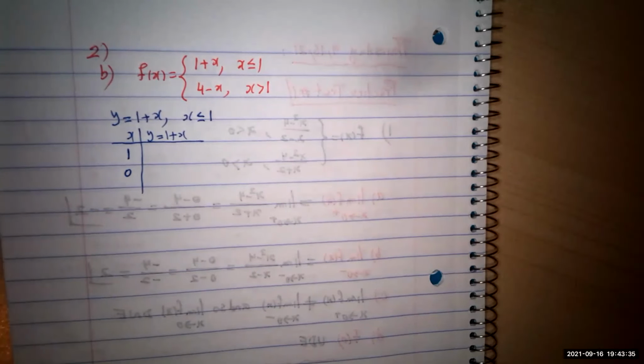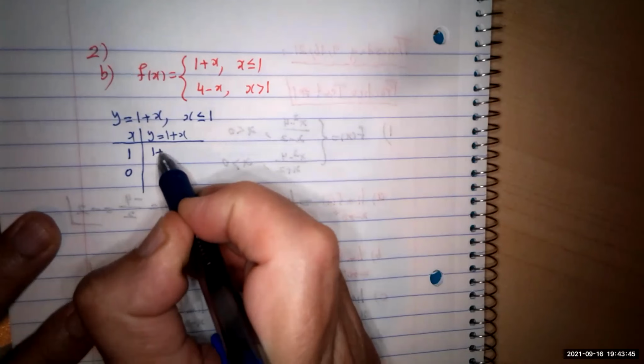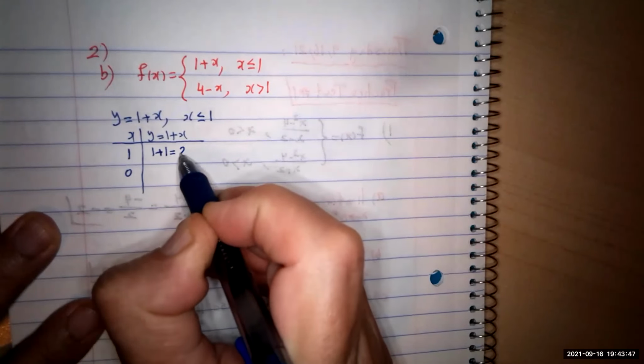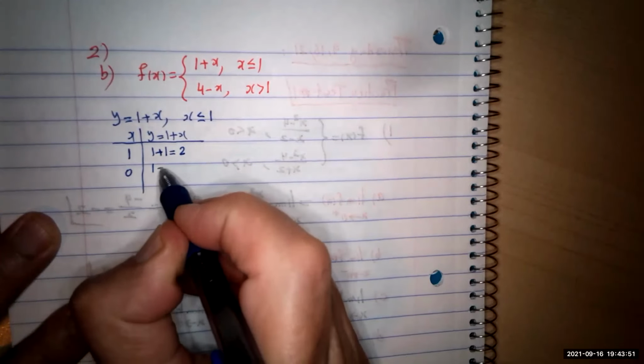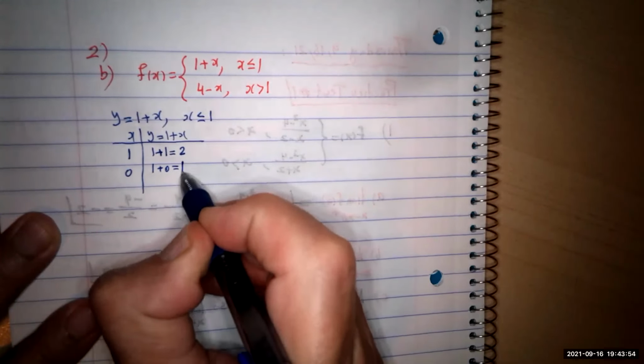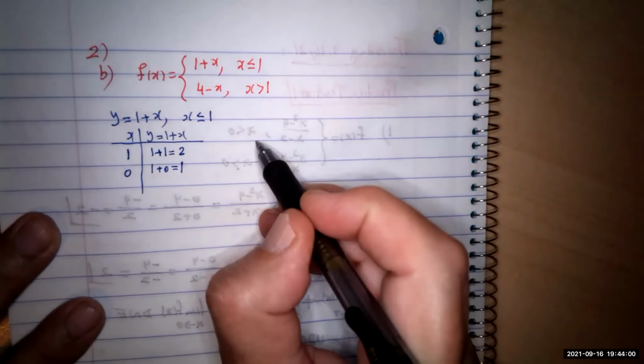Okay, x is less than or equal to 1, so you must start with 1 and something else. We substitute: if you put x equal to 1, that gives 1 plus 1, which is equal to 2. And if you put x equal to 0, that gives 1 plus 0, which is equal to 1. Okay, let's do the other part too, then we graph both of them. So that's the first part.